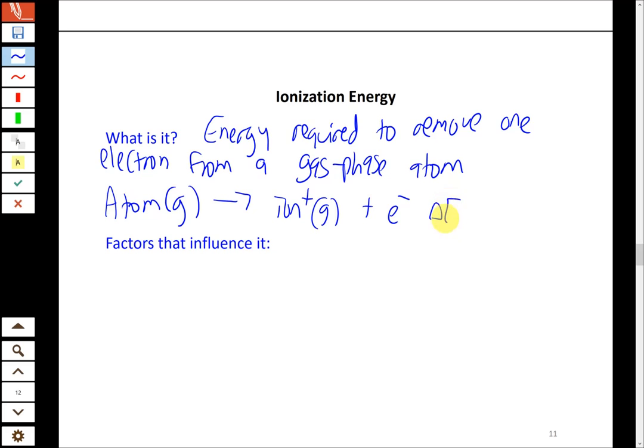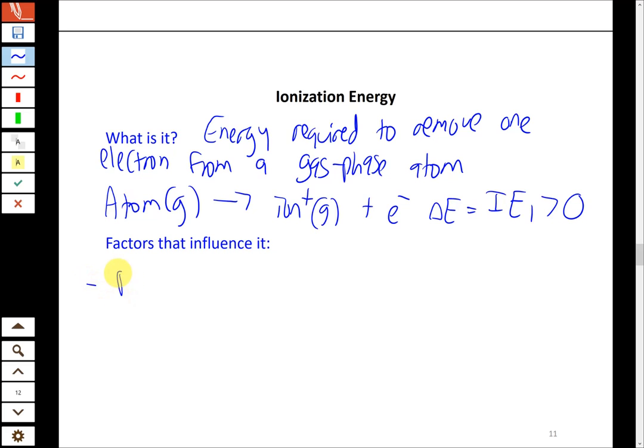And the change in energy for this process, how much energy has to go in for this to happen, is equal to the ionization energy, which we'll abbreviate as IE1 because it's removing the first electron in this case, and that's going to be always a positive number bigger than 0. So it takes energy to remove an electron from an atom. You have to break that attraction.